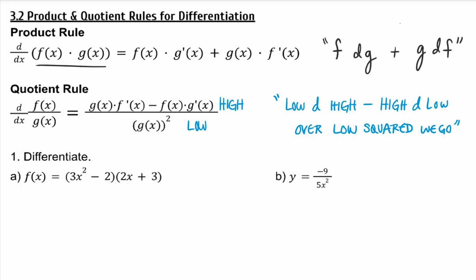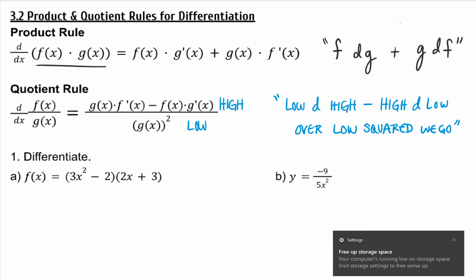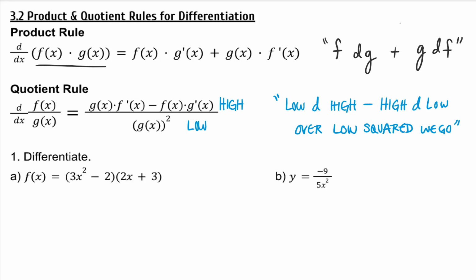And I've got a special little song for that. Low d high minus high d low over low squared we go, over low squared we go. Low d high minus high d low over low squared we go, over low squared we go.